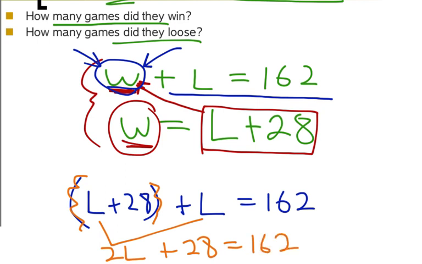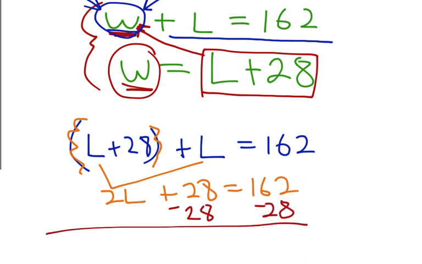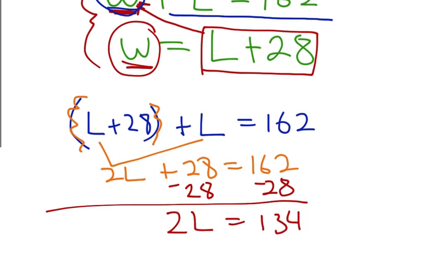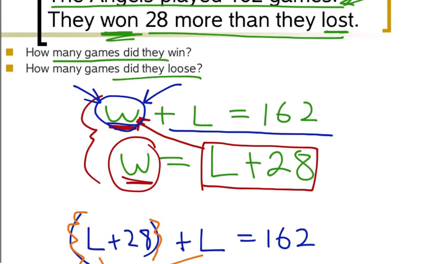Okay, and then we should subtract my 28 here, and that'll give me 2L is equal to 134. And to find my losses, I just divide that by 2, and that will give me 67 losses. So what that means is I have 67 losses, so that actually answers the second question, 67.